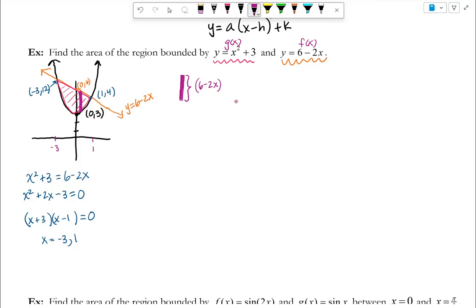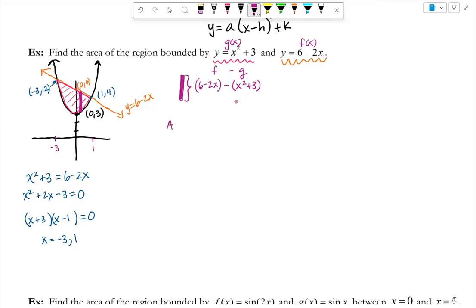I just kind of like to group it together to say, hey, that's my f, but then minus. Now these parentheses are super necessary coming after a subtraction sign when we have grouping: minus g of x, so minus x squared plus 3. Okay, so when we are finding our area now, that is going to be our integrand. That is our f minus g. That is what is going to give us the height of any rectangle in that bounded region.